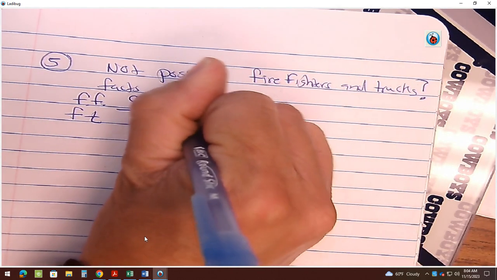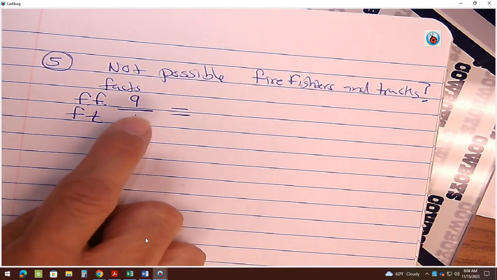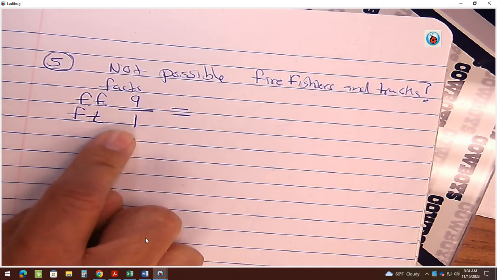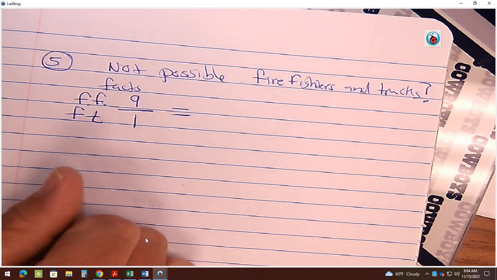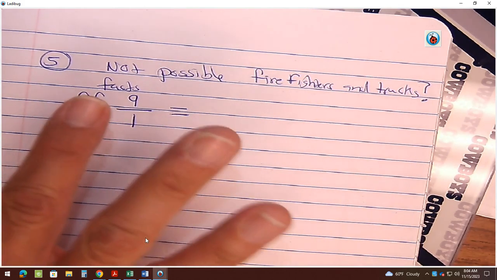We're going to do a proportion. But here's where it becomes tricky. This is already simplified. Do you agree? Yes. How do you know it's already simplified? Because it has a 1. Good job. Who said that? Good job, sir. Since it has a 1, I already know it's simplified.